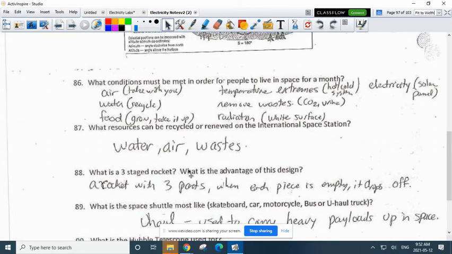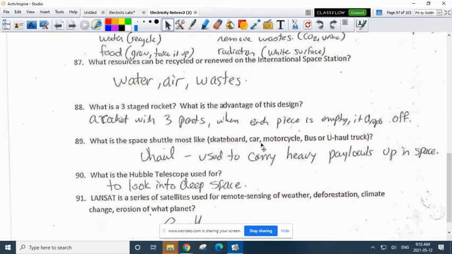What's a staged rocket? It's a rocket with 3 parts. Each part falls off while it's empty, so it allows it to go further and faster with the same amount of material. What is the space shuttle most like? Was it like a skateboard, car, motorcycle, bus, or U-Haul? It was most like a U-Haul. Its main job was carry heavy payloads into space.